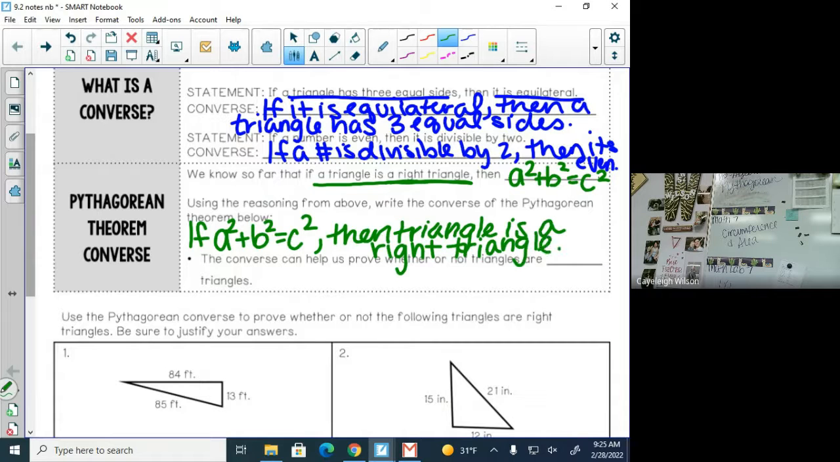So this is important. This is what we're going to talk about today. If a squared plus b squared equals c squared, then that means that that triangle will be a right triangle. If a squared plus b squared does not equal c squared, then it's not a right triangle. So the converse can help us prove whether or not triangles are right triangles.